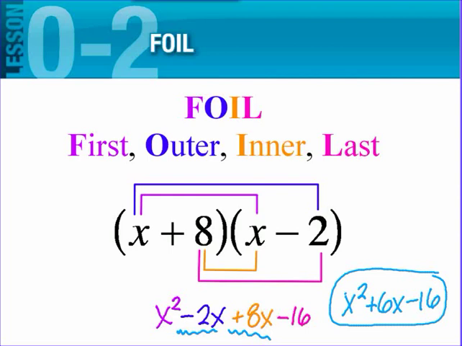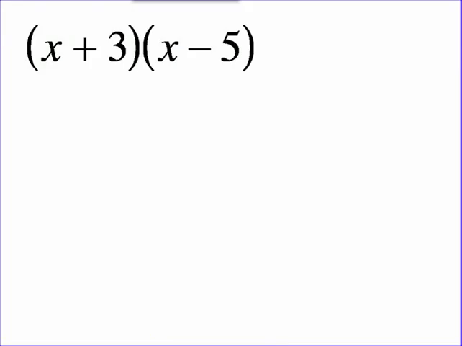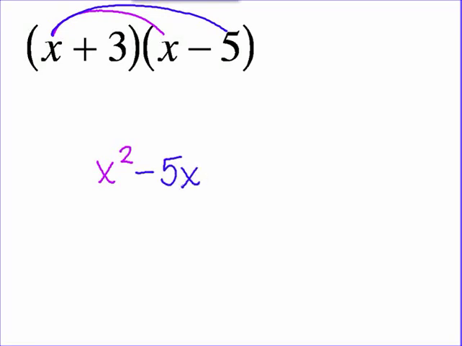So let's go ahead and look at the next one here. Okay, x plus 3 times x minus 5. So what we're going to do is multiply first terms. So x times x, which is x squared. Next, I've got x times negative 5, which is negative 5x. My inner terms, I've got 3 times x, which is 3x. And then finally, my last terms, positive 3 times negative 5 is negative 15.